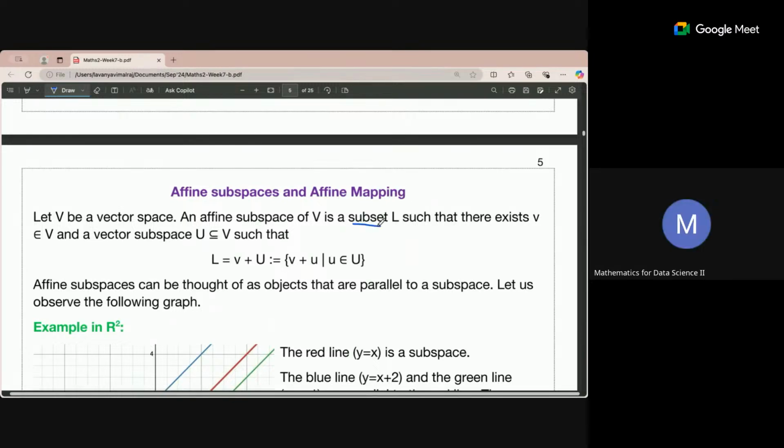not a subspace. Ma'am, actually, I have gone through the lecture from the portal, but I haven't cleared the concept of these affine subspaces. Can you please explain it in detail? Yes, yes.